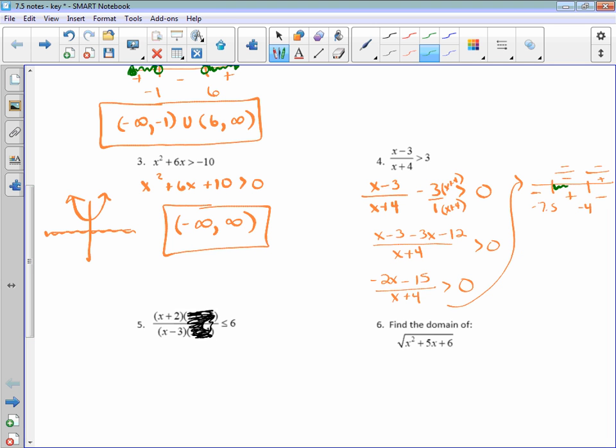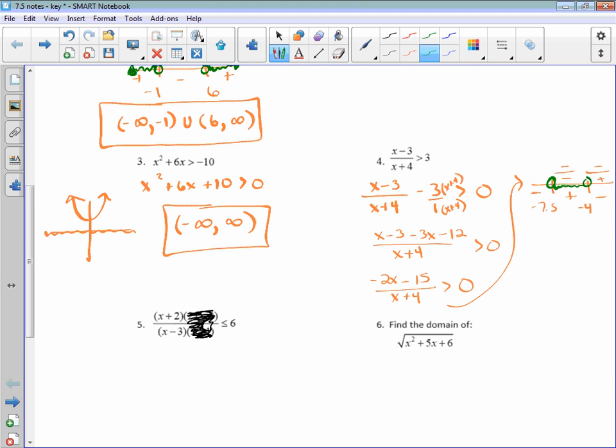Yeah, in between here, right? That's the positive part. Am I including the negative 7.5 and the negative 4? No. Even if it had said or equal to, would I include both of them? No, but why?